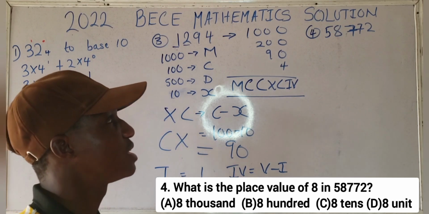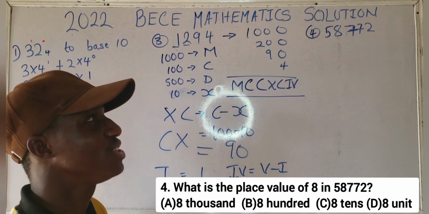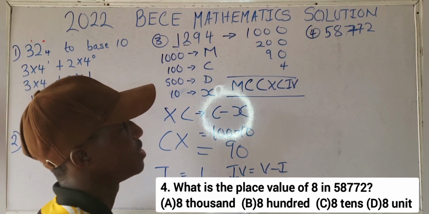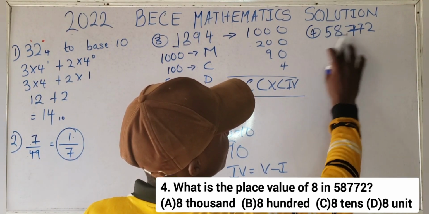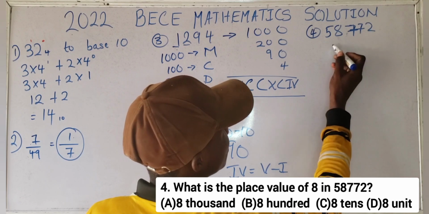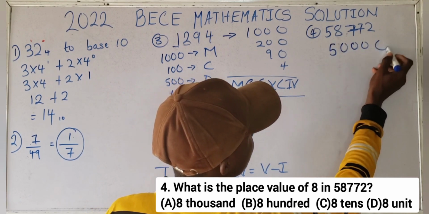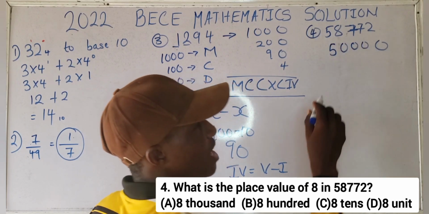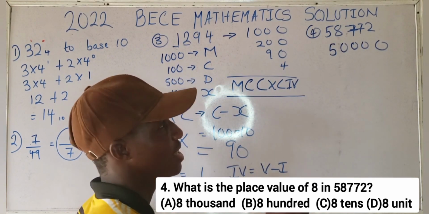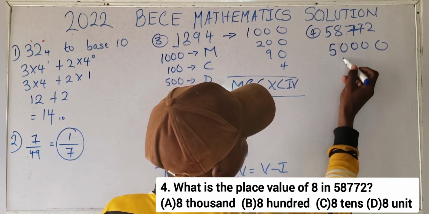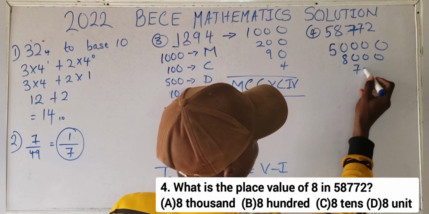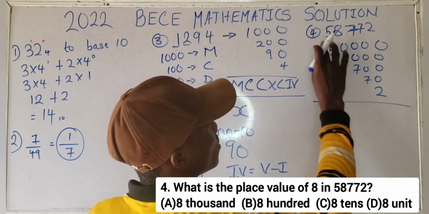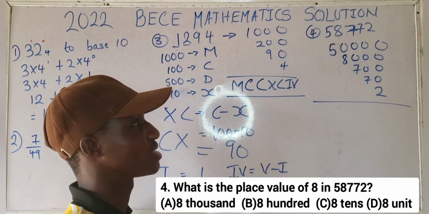You see, to get the place value of 8, just change this to word. You understand? Change it to word, okay? See, we can rewrite this thing. We can rewrite 58,772 as 50,000. Take each number, write it out, then make the other numbers that is after the same number zeros. You understand? So we can have 50,000 plus 8,000 plus 700 plus 70 and plus 2. Okay, if you add all this together, you are still going to arrive at 58,772.